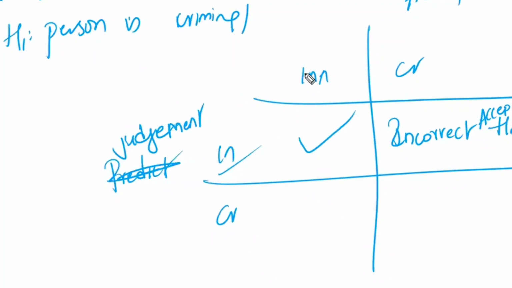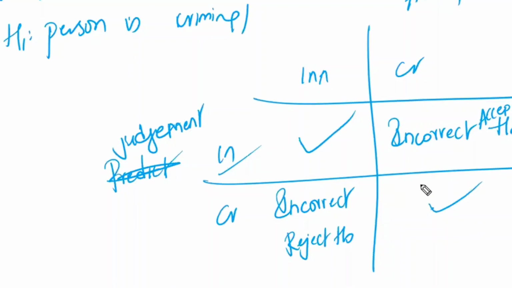Whereas actually the person is innocent, but the judge has given criminal. He is a criminal. Now, incorrectly he is rejecting the H0. Actually, he has to say that the person is innocent, but he has given criminal. And this one is correctly predicting the H1. Is that clear now? These both are incorrect and these both are correct.